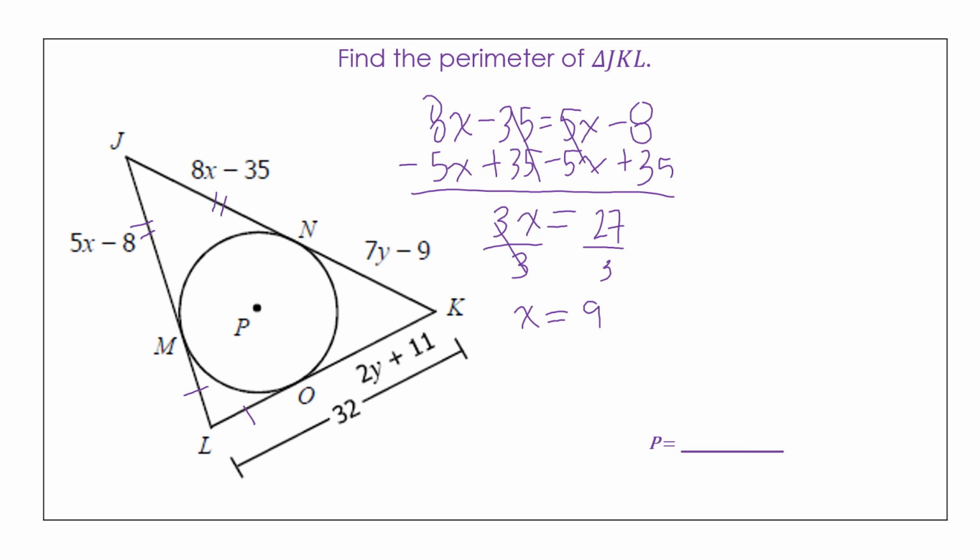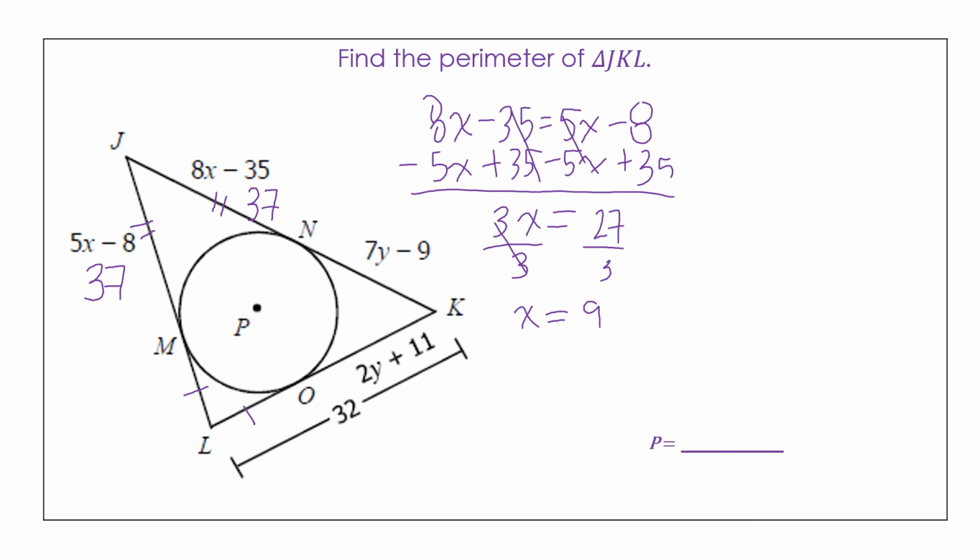So now that I know that x equals 9, I can plug that back in. If I do 5 times 9, which is 45, and then subtract 8, that is going to give me 37 for the length of JM. And we know that JN should also be 37, but instead of just assuming it's 37, I'm going to plug 9 in just to double check my work because we all can make mistakes. So 8 times 9, which is 72, and then minus 35, we did get 37, so that's great.